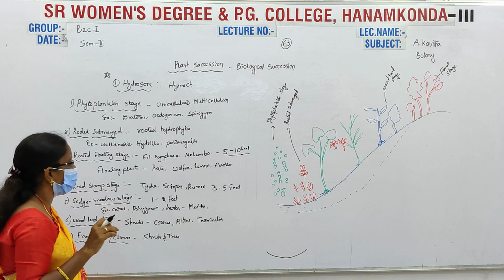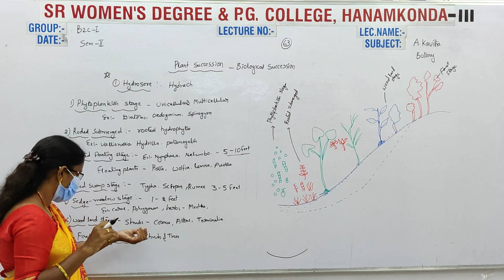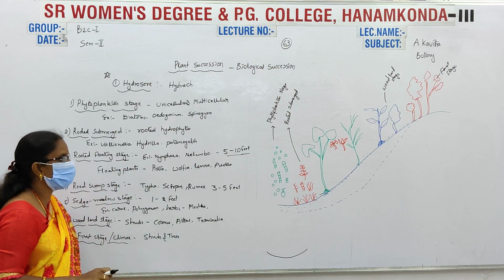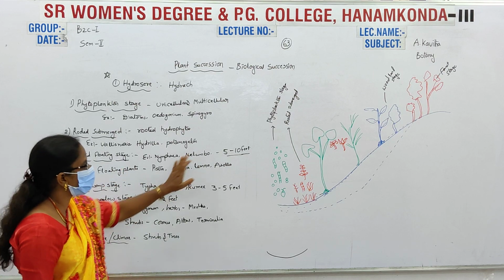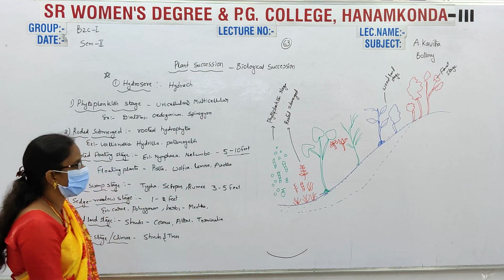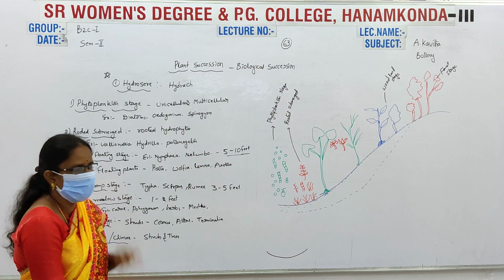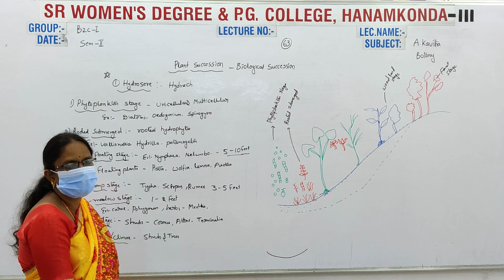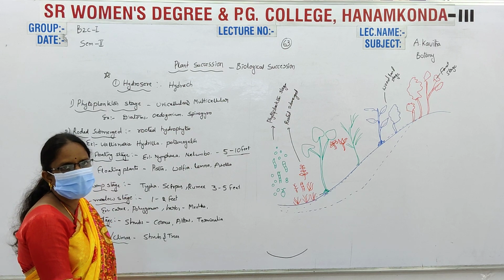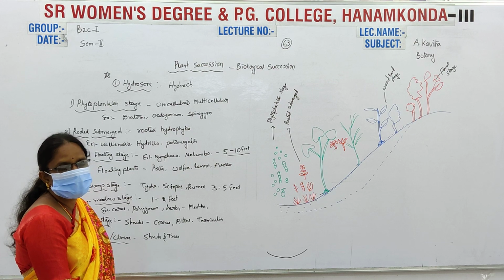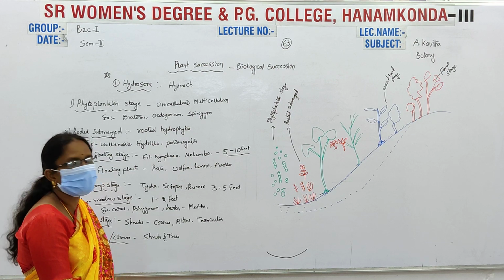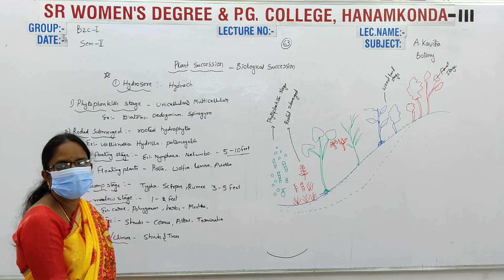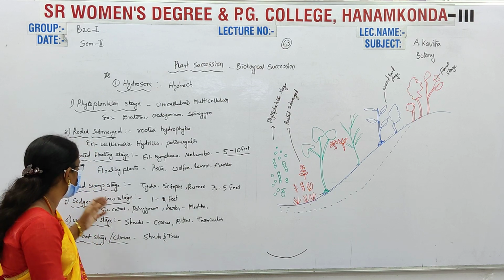And the next one is the rooted floating stage. In the rooted floating stage, for example, Nymphaea, Nelumbo, the pond ecosystem depth is 5 to 10 feet. 5 to 10 feet depth మనకి ఇక్కడ కనిపిస్తుంది. The plants are attached to the substratum by the roots, and the normal flowers and leaves are floating on water. For example, Nymphaea, Nelumbo, these are the examples.